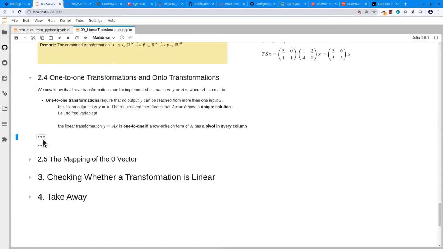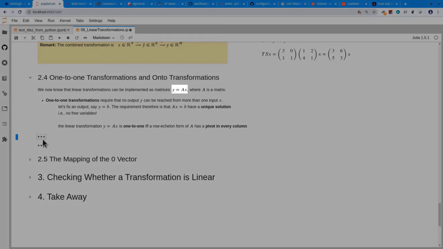The other concepts that we had were one-to-one and onto, and we know that linear transformations can be implemented as matrices, y is equal to Ax. And now let's think through the one-to-one transformation in terms of what we know about that matrix. We're applying a matrix A to x. So a one-to-one transformation requires that if I have some output, that I can't reach it from more than one input x. Let me call it b. So I have the matrix equation Ax equals b, and I'm saying that there's only one x that satisfies that equation, but that says that Ax equals b has to have a unique solution. That means that A can't have any free variables. And therefore, a linear transformation y equals Ax is one-to-one if a row echelon form of A has a pivot in every column, no free variables, and only if that is the case.